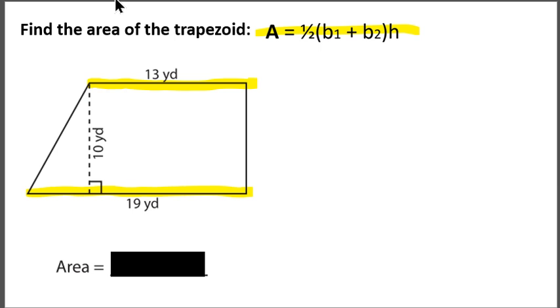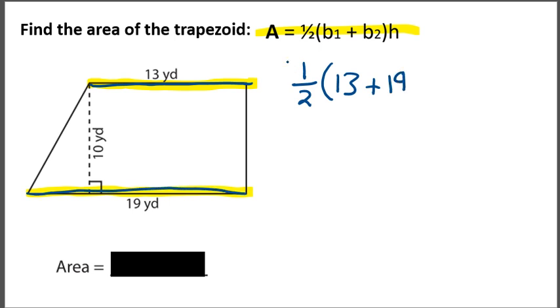In this case, we have a parallel line that is 13 yards long and a parallel line that is 19 yards long. So let's start plugging in the different parts. So we have 1/2 base 1, and let's just say 13 is base 1 plus base 2, and that is going to be 19. You could actually switch that up if you wanted to, and it wouldn't change the answer. Times the height. The height is the distance between the bases, and in this case, the height happens to be 10.